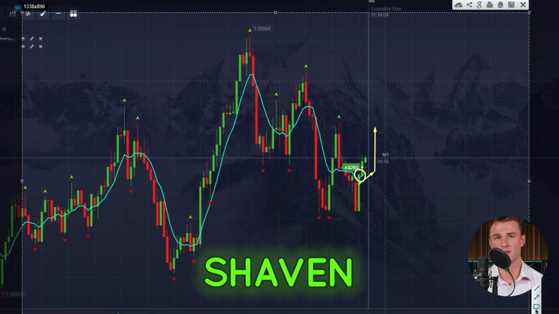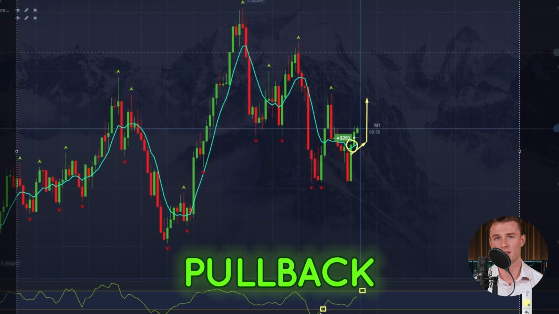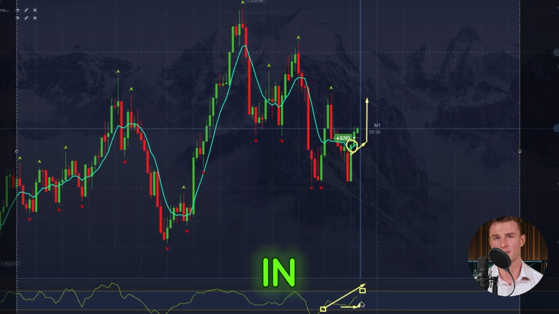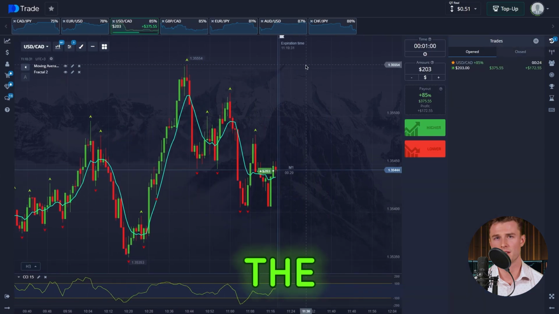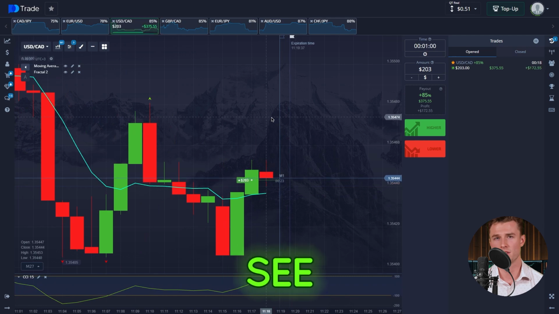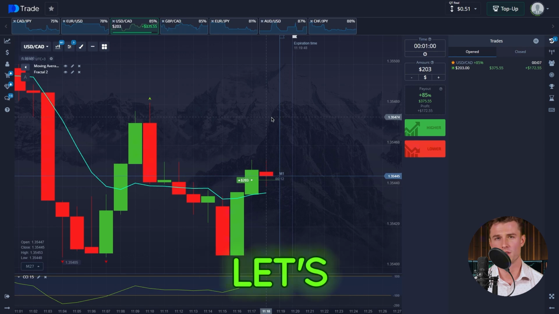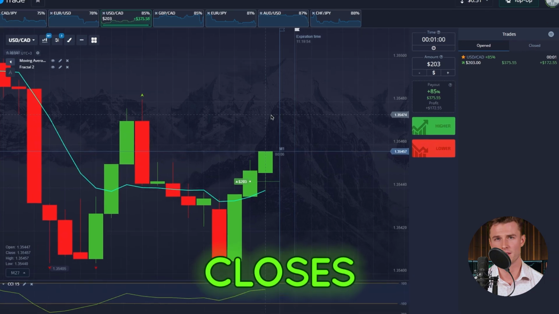The dynamics have actually become upward. Then we had a price pullback, and we had an update of the local minimum in the fractal. Then we open in the direction of the actual trend. Here we see a crossing of the moving average line from bottom to top. So when this happens, the trade should be opened on the upside. Let's watch the end of the trade, and the next trade again easily closes in plus.